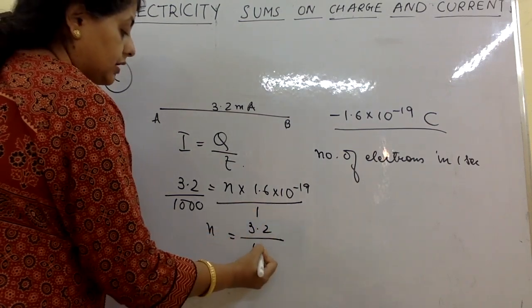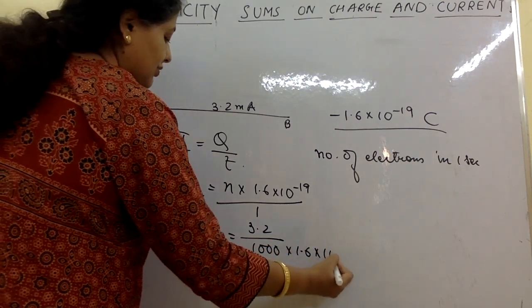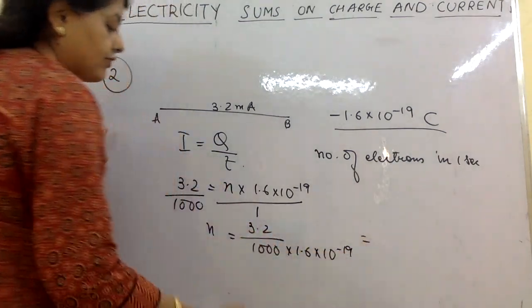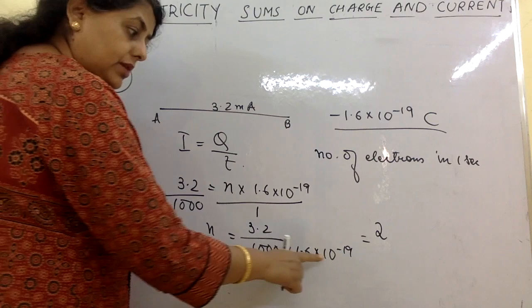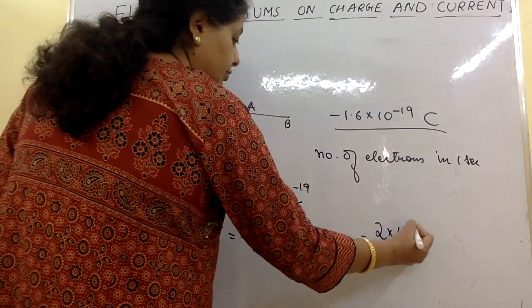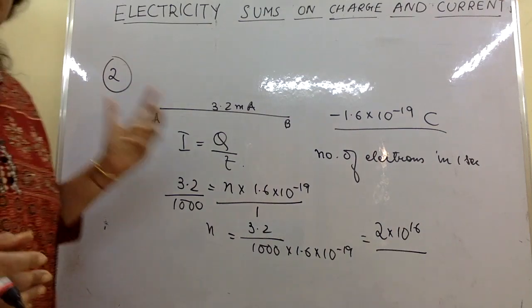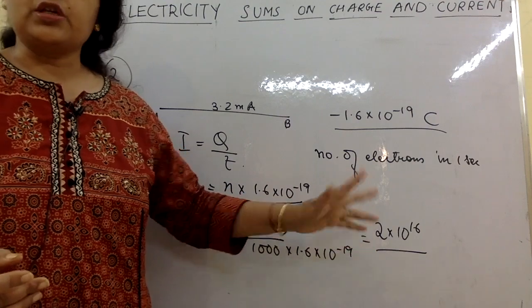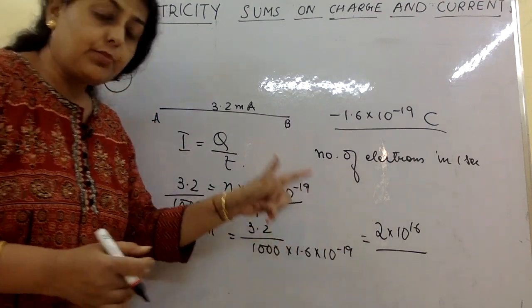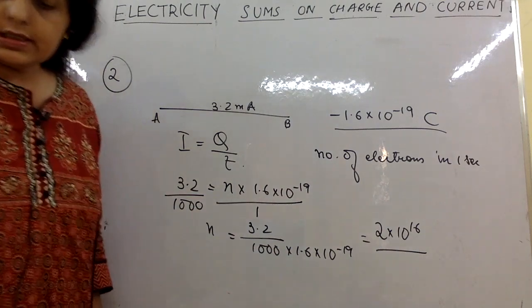3.2 by 1000, into 1.6 into 10 to the power minus 19, which is 3.2 by 1.6 is clearly a 2. Then this is 10 to the power minus 16, which is 10 to the power 16. This many number of electrons are flowing through the conductor per second. We don't put a unit here, no unit, because it is nothing but the number of electrons. Okay, so next sum.